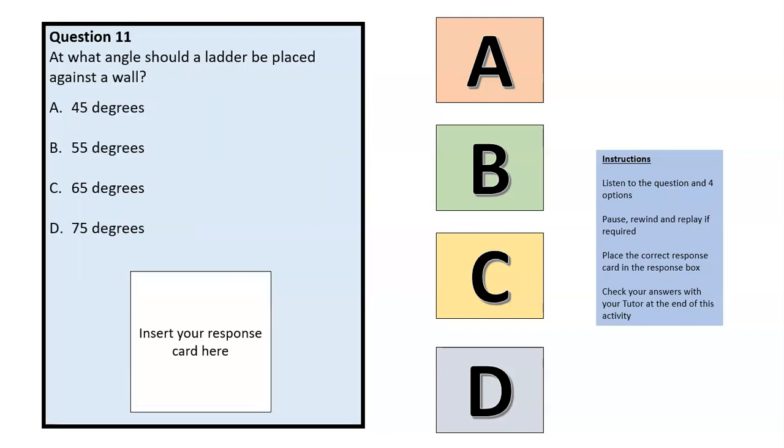Question 11. At what angle should a ladder be placed against a wall? A. 45 degrees. B. 55 degrees. C. 65 degrees. D. 75 degrees.